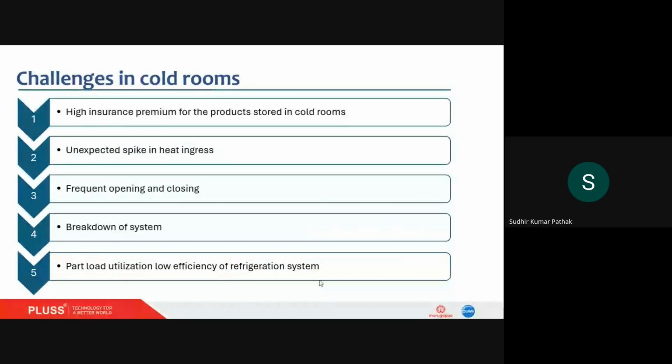So if we integrate the PCM, then we can sustain for longer duration with low refrigeration efficiency. We can also manage the breakdown of the system for a few hours. Suppose the system fails for a few hours and PCM is there, it will maintain the temperature of the product at the desired level, and at the same time you can repair your system.